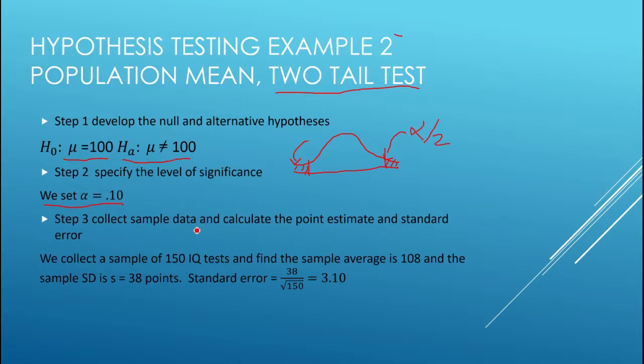We collect sample data again, we calculate our point estimate and standard error, and nothing here has changed from the last example. 150 IQ tests are administered, the sample average is 108. The standard deviation is estimated to be 38 points. That 38-point standard deviation is used in order to calculate the standard error of the estimate, which once again is equal to 3.1.